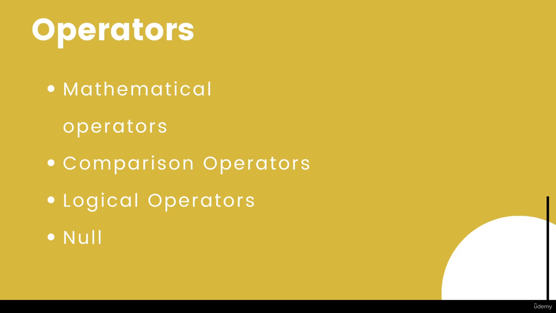In programming, an operator is a character or set of characters that represents a specific mathematical or logical action. In ClickHouse, we have mathematical operators, comparison operators, logical operators, and operators for checking null values.